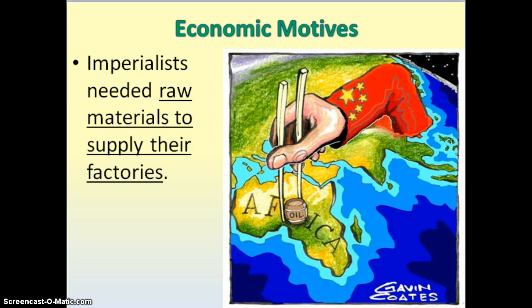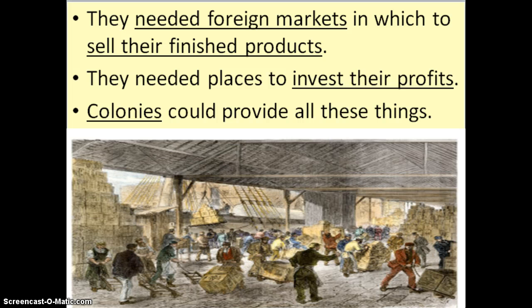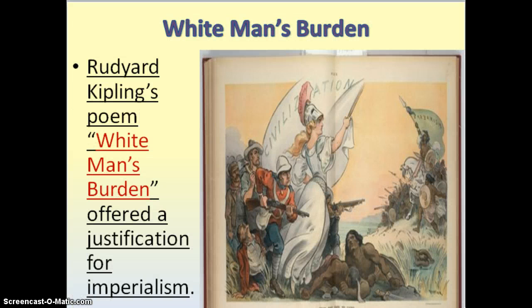Another motive was the money. And we've talked about how it's all about the money. The imperialist countries needed the raw materials to supply their factories, and they needed foreign markets to sell their finished products. They needed places to invest their profits, and the colonies could provide all of these things.